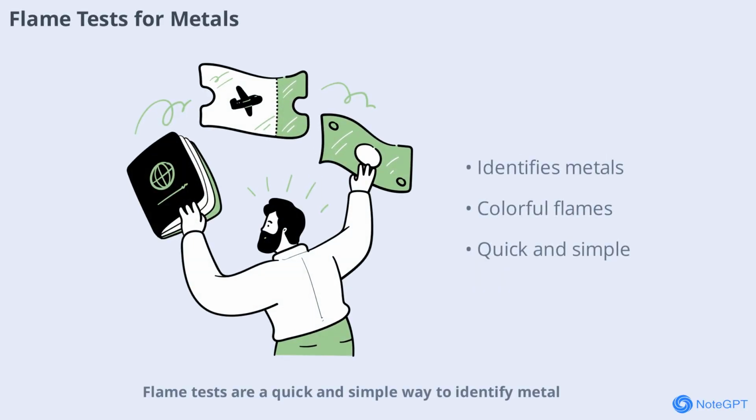Flame tests are a quick and simple way to identify metal ions based on the color they produce when heated in a flame. For example, sodium gives a yellow flame, while copper gives a green or blue flame. Flame tests are especially useful for detecting alkali and alkaline earth metals. This technique is widely used in both educational and professional laboratories.